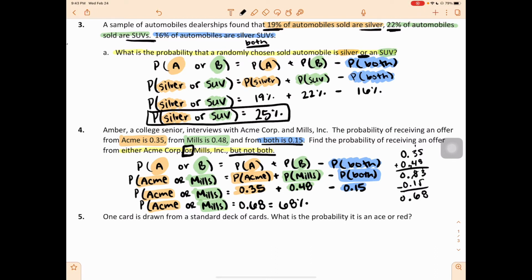I think a lot of students prefer percentages for probability. It just kind of makes it a little bit easier to think about and to visualize. But either of these answers would be correct. They are equivalent. Okay? So she has a pretty good chance of getting an offer from either Acme or Mills. 68% chance.